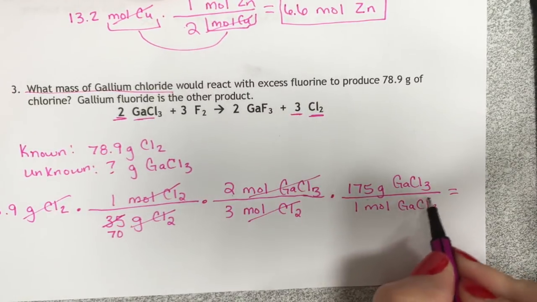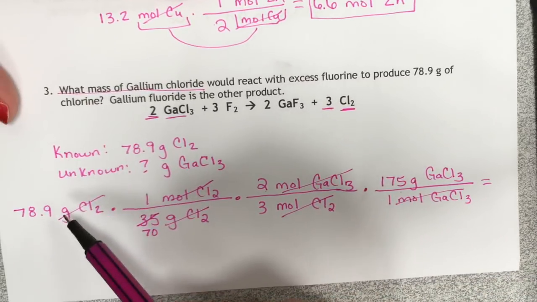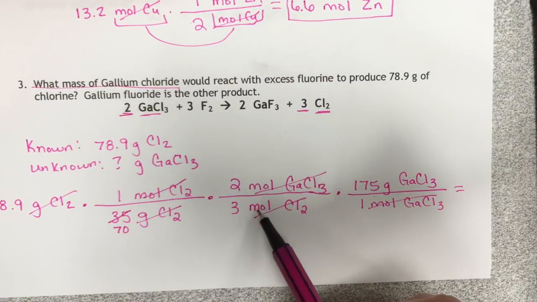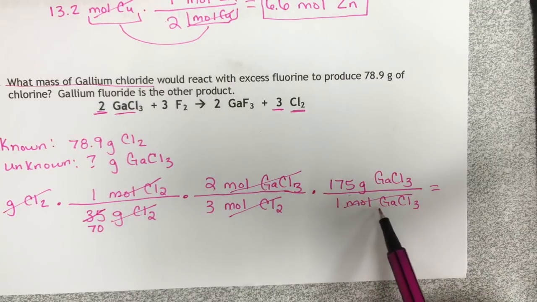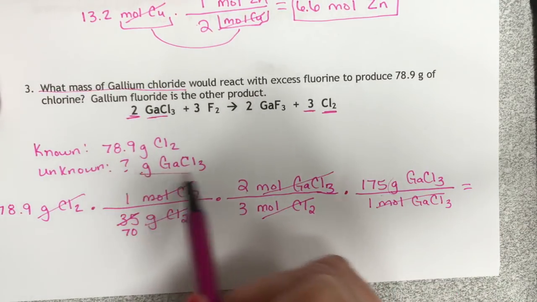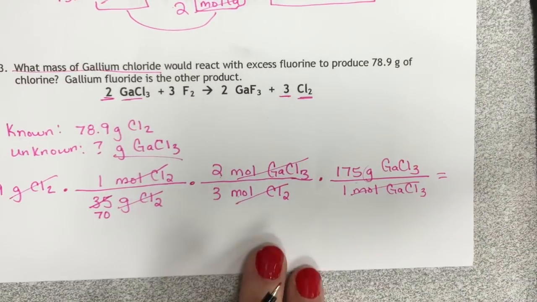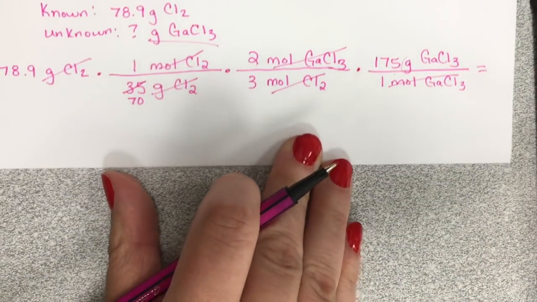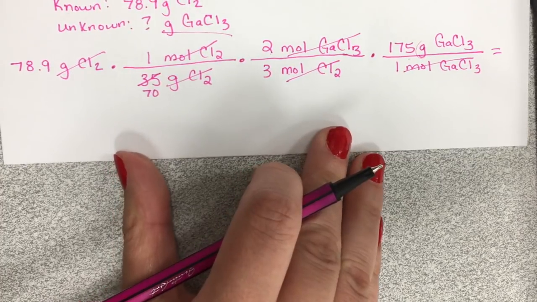So you want to make sure everything crosses out. Our grams of chlorine cross out, our moles of chloride cross out, moles of gallium chloride cross out, and then we're left with our grams of gallium chloride, which is what we are looking for. So when you type this in your calculator, this is super simple. Don't overdo it.